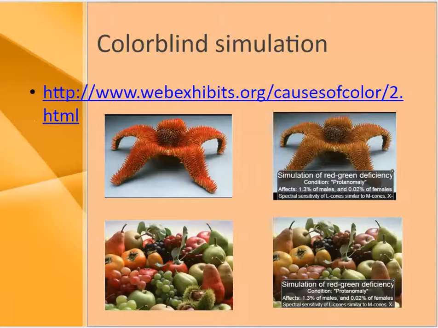This is a cool website. I just made a couple copies of the images. You can click a picture and it will change it to show what a person with color blindness would see. So there's this sea star and this fruit. The fruit isn't as dramatic, but it would affect your life.